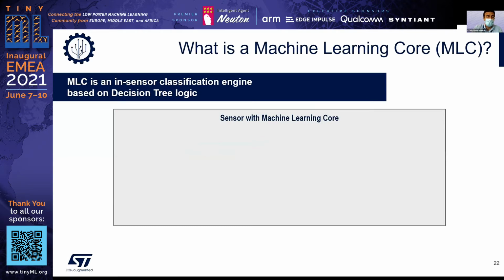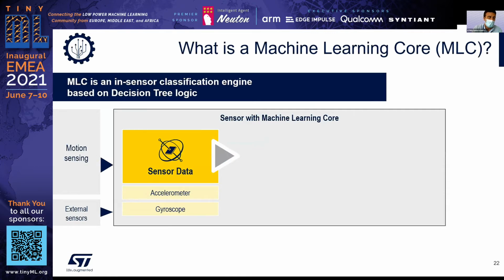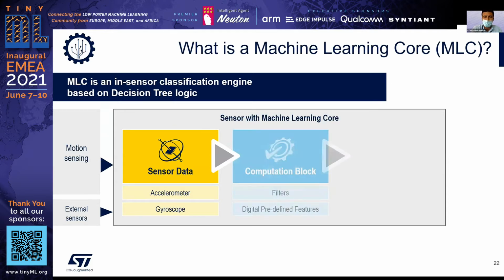So what we can see here is that, based on a decision tree logic, what we need to train our MLC is the sensor data. Since it's a supervised machine learning core, we need to provide this data to our tool. So basically what we do is start a collection campaign of data using both the accelerometer and gyroscope, which are built into our sensor module, or an external sensor that can be connected to our sensor via sensor hub.